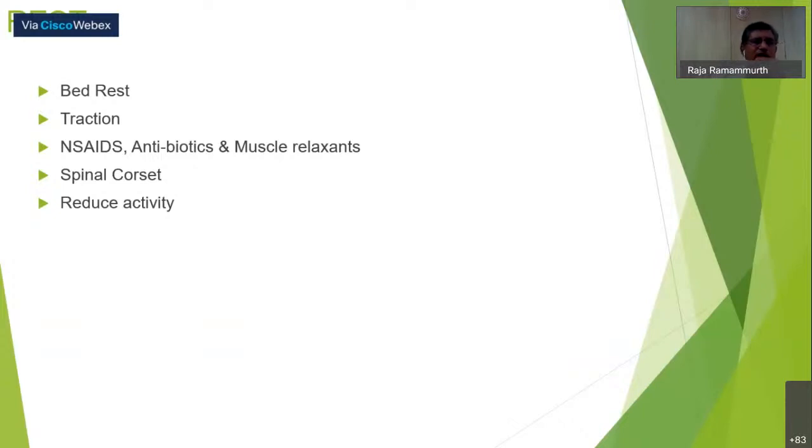Then the fourth point under rest is stabilizing the spine in a proper position, which is done by the spinal cord. Apart from that, the last important point under rest is reduced activity. Reduced activity here means the normal activities of daily living, even sitting, standing, walking, or turning to any other side, or tilting. Any activity should be reduced, so that will give absolute rest to the spine or the spinal column. This will help to reduce the pain in low back pain patients.